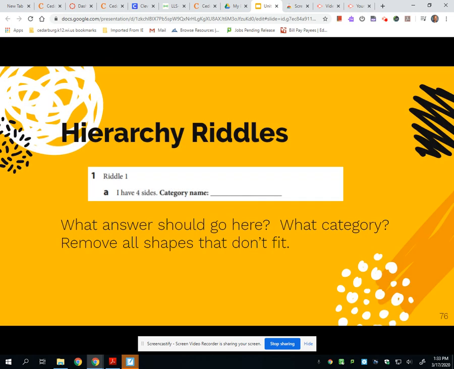So let's think of these hierarchy riddles. We're going to eliminate some of the shapes as we go through. You may not even need the shapes to complete this page, but if you think about it, you might be able to answer these. Number 1 on our hierarchy riddle is: I have 4 sides. So what answer should go here? Pause the video. The correct answer would be a quadrilateral.